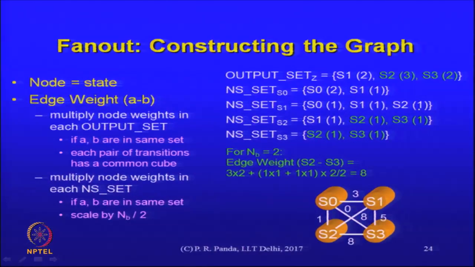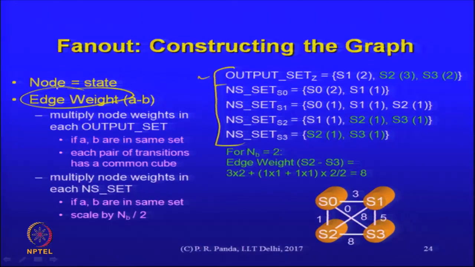Now, I have to build my graph. I have captured so far this much. One was an output set corresponding to every output. If there were 3 outputs, I would have 3 sets. Then I have these next state sets. There would be one corresponding to every state, well, every state that matches that pattern of common next state.